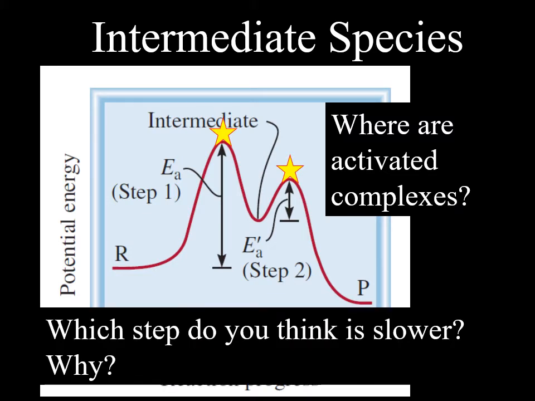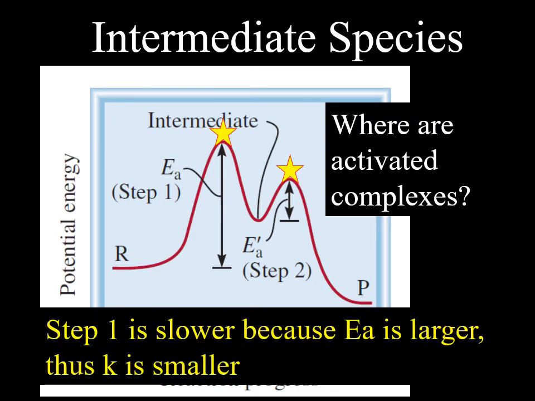And which step do you think is slower, step 1 or step 2 of this mechanism, and why? Hopefully you said step 1 is slower because its activation energy is larger. Thus, its rate constant is smaller. So that's the type of question you might be asked about this diagram.